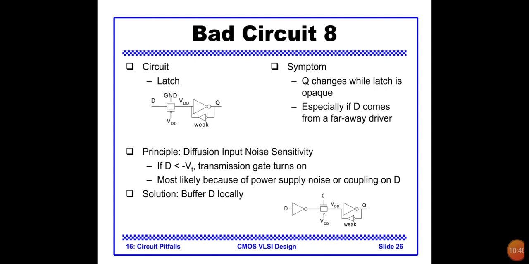Bad circuit 8, the latch circuit. The circuit diagrams are given below. The principle is diffusion input noise sensitivity. If D goes below Vt, the transmission gate turns on, most likely because of power supply noise or coupling on D. The solution: buffer D locally. The symptom: Q changes while the latch is opaque, especially if D comes from a far away driver.